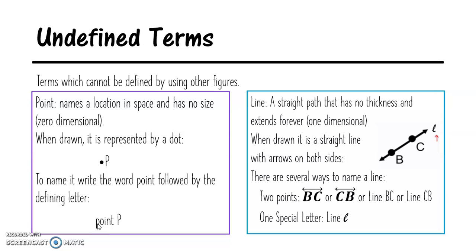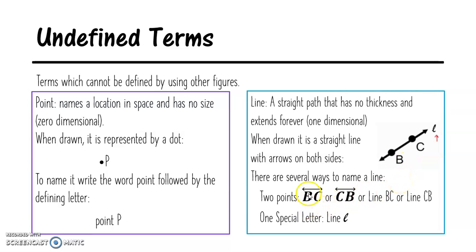Next, let's look at a line. A line is a straight path that has no thickness and extends forever. This is one-dimensional, and that one dimension is length. The length of the line is its dimension. Now, again, we couldn't draw something that didn't have thickness, so what we do is we just draw a line with arrows at the end. Now it may have points on it, it may not. Sometimes it just has a little letter over here, and those help us to name the lines.